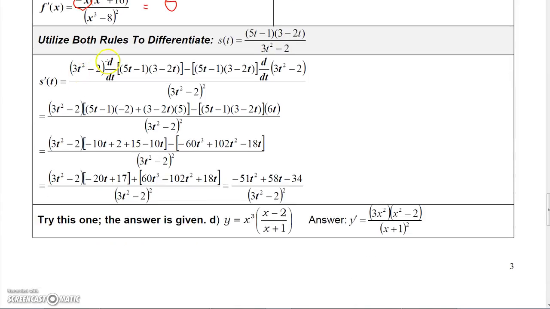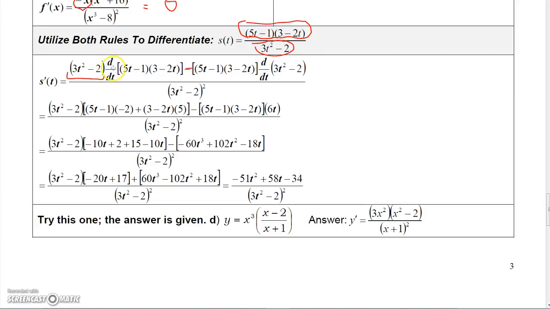Okay, one more. This one requires both rules. So for this one, I have a quotient where this is the u portion and this is the v portion. So I'm going to use the quotient rule. So I'm going to take v times the derivative, v is the denominator, times the derivative of the numerator, and then I'm going to do minus the numerator times the derivative of the denominator.